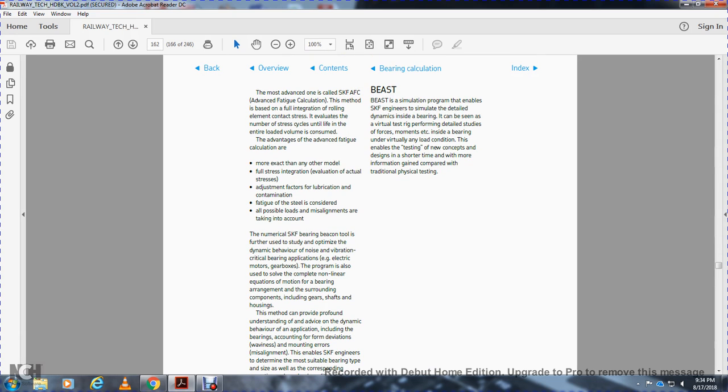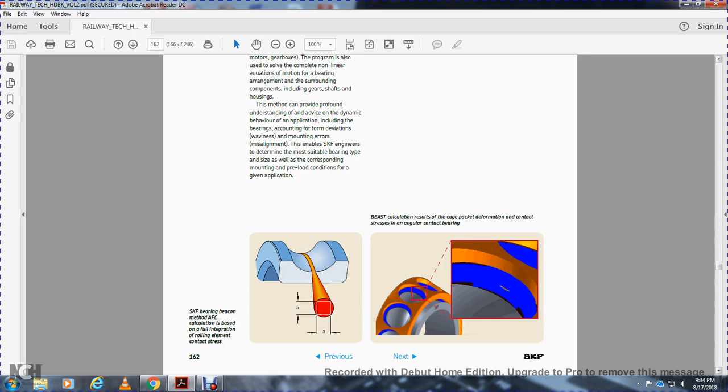Beast is a simulation program that enables SKF engineers to simulate the dynamics inside of the bearing. It can also be used as a virtual test to perform detailed study of the forces and movement inside the bearing unit under virtually any load condition, enabling the testing of new design concepts in a short time, with more information gained compared with traditional physical testing.